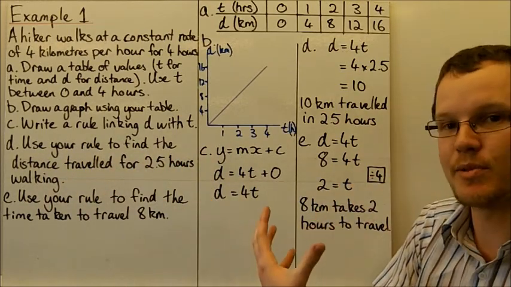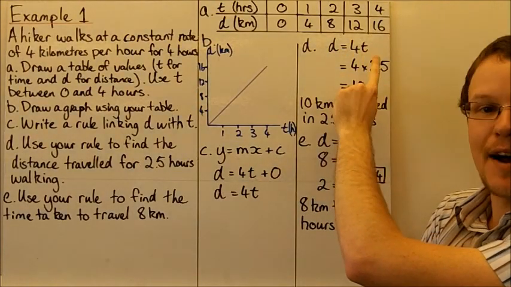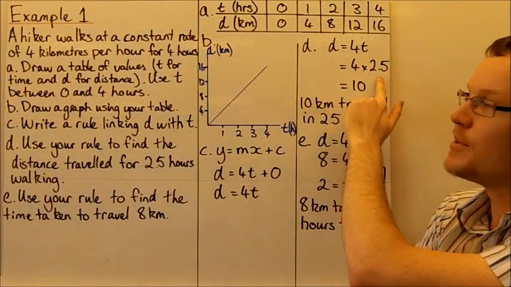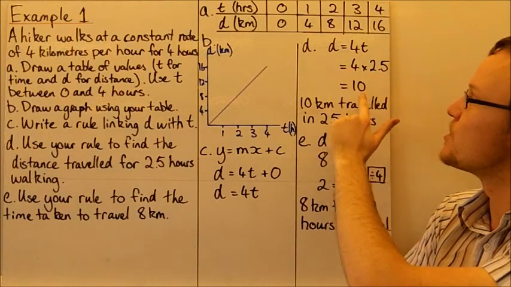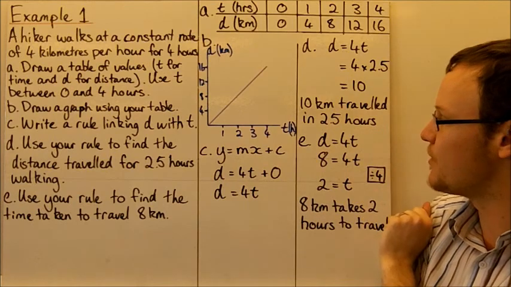So our time is 2.5 hours and we want to find the distance. So we write our rule and substitute in the value we know. We know that time is 2.5 and we get 4 times 2.5, which is 10. So that means 10 kilometres is travelled in 2.5 hours.